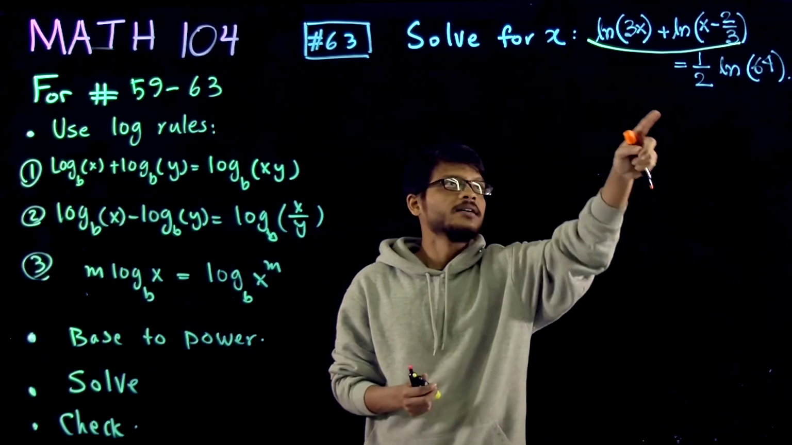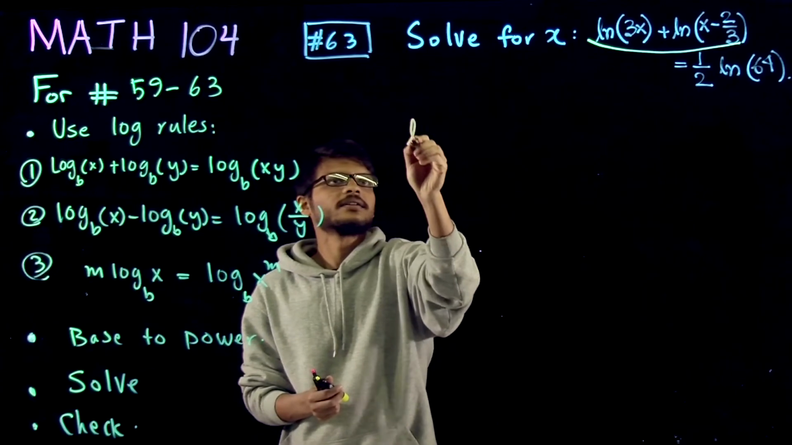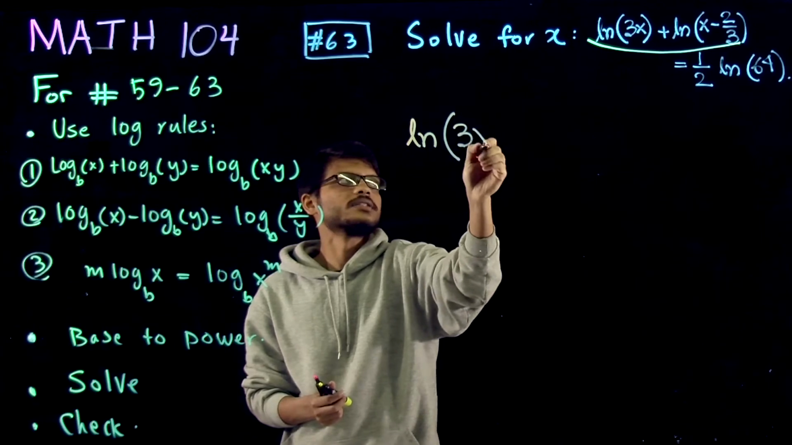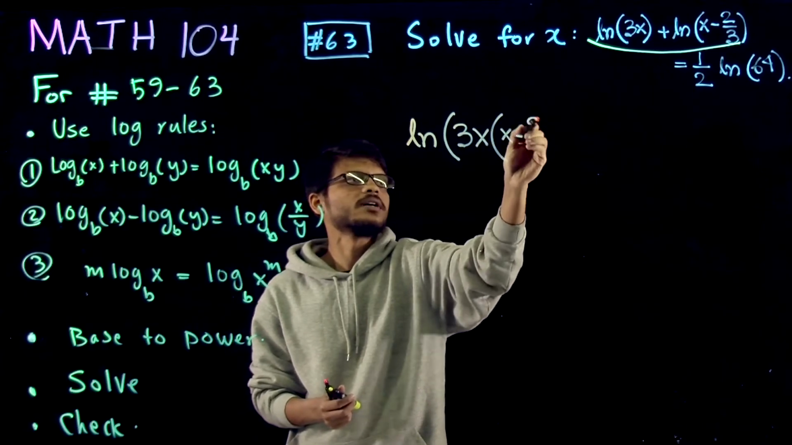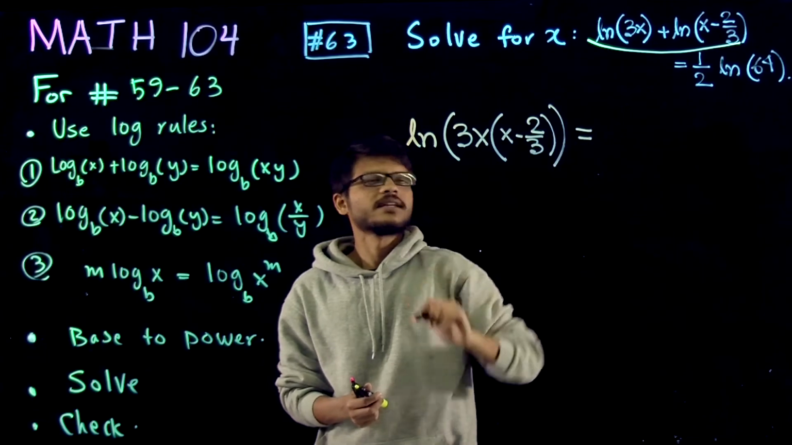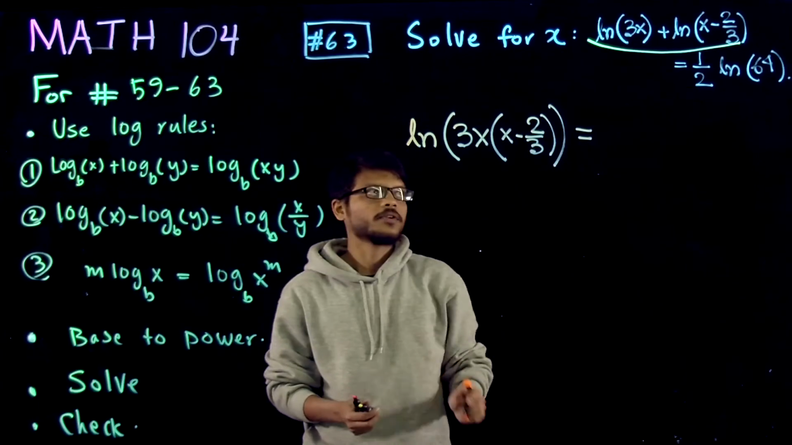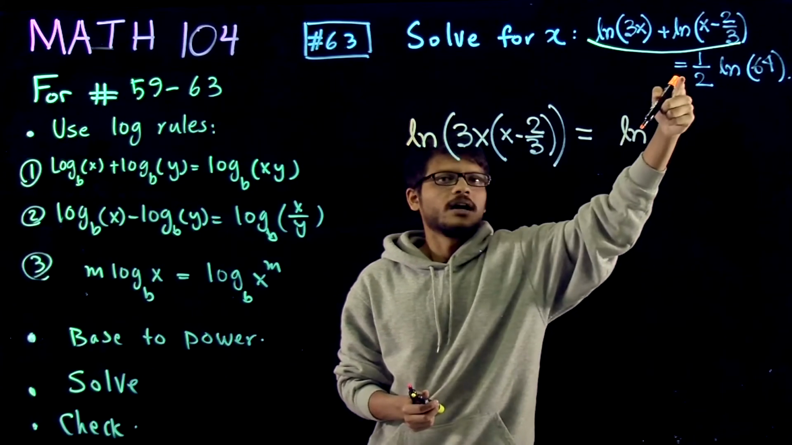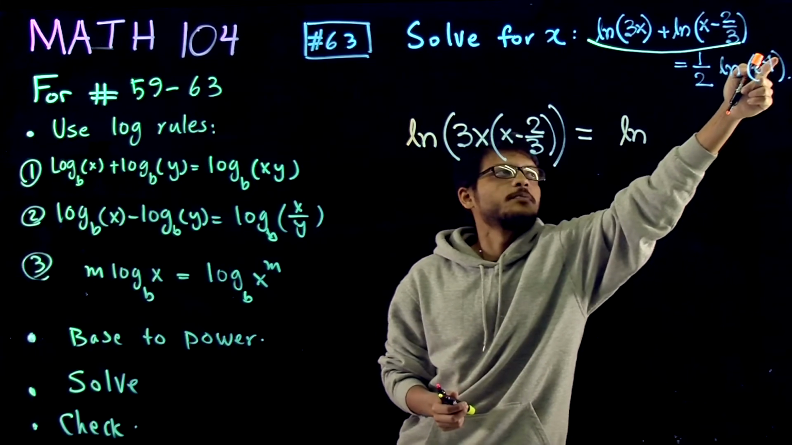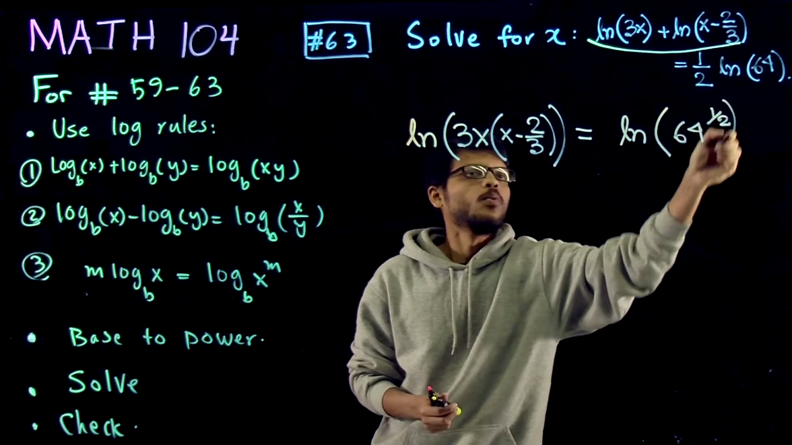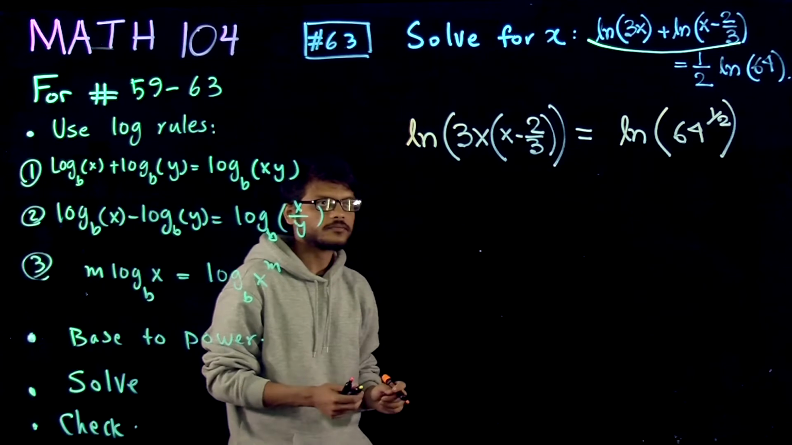And if you do that, for the left hand side we will get ln of the product of the insides, which is 3x times (x - 2/3). This is what we will get for the left hand side. And on the right hand side, using law number 3, the coefficient comes to the exponent. So we will have ln of 64 to the power 1/2. So this is what we will get.